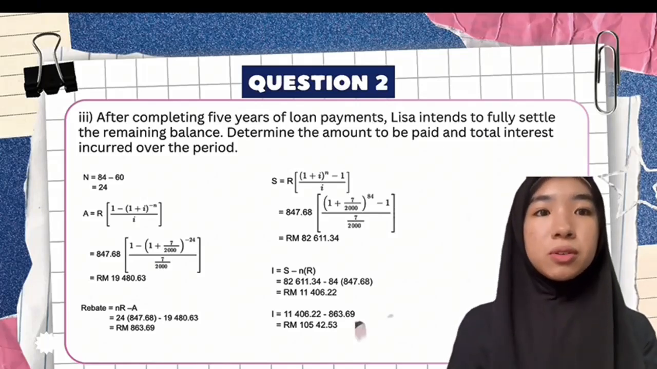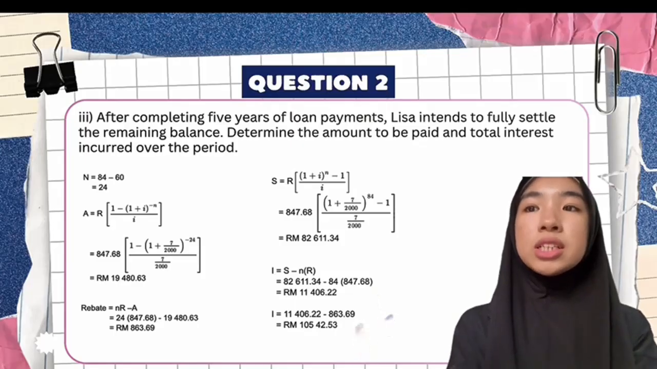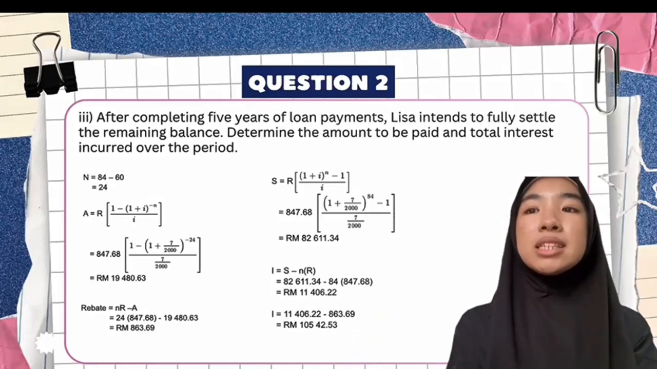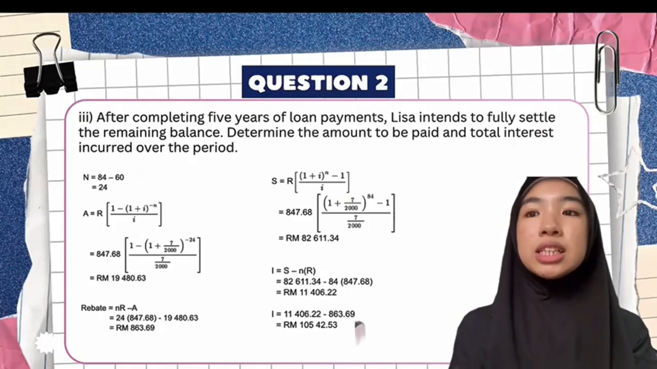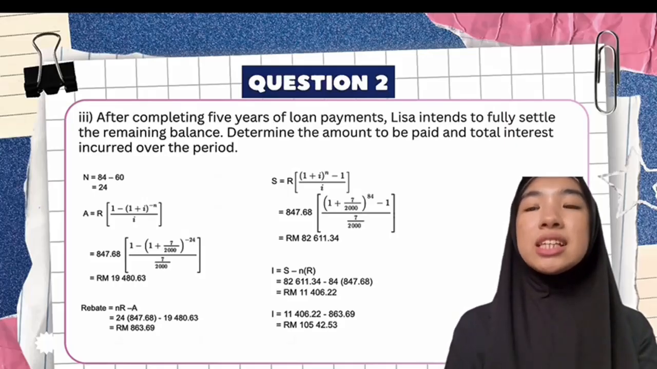Next we are going to calculate the rebate, which represents the unearned interest for the remaining period. The equation of rebate is rebate equals nR minus A, where n is 24 multiplied by R at 847.68 minus A, which is 19,480 ringgit and 63 cent, and we get 863 ringgit and 69 cent.